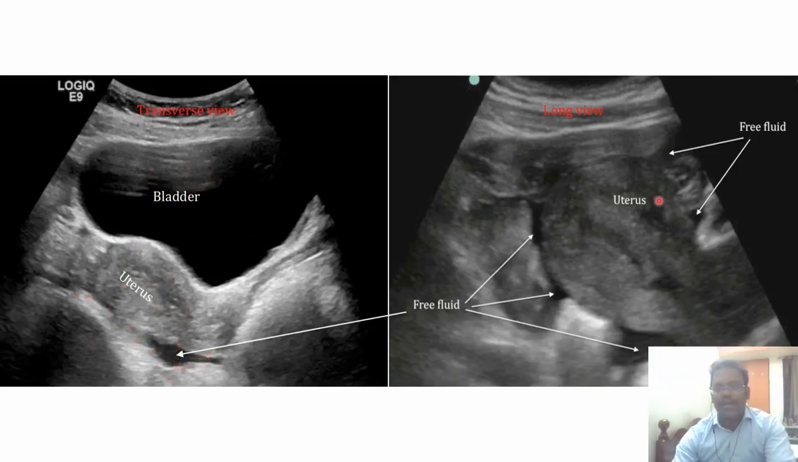Here also in the longitudinal view, you can see the fluid collection present in multiple locations over the length of the uterus. This is not limited to a single space like the images we saw before. Here also we can see the fluid collection between the uterus and the urinary bladder. So this patient is E-FAST positive at the suprapubic view.